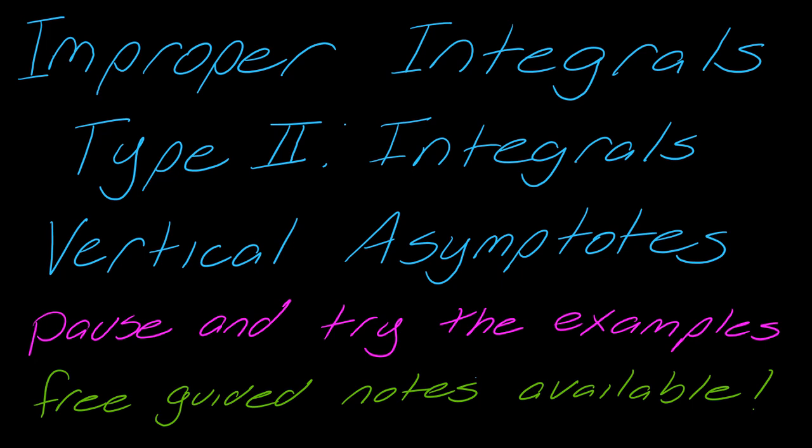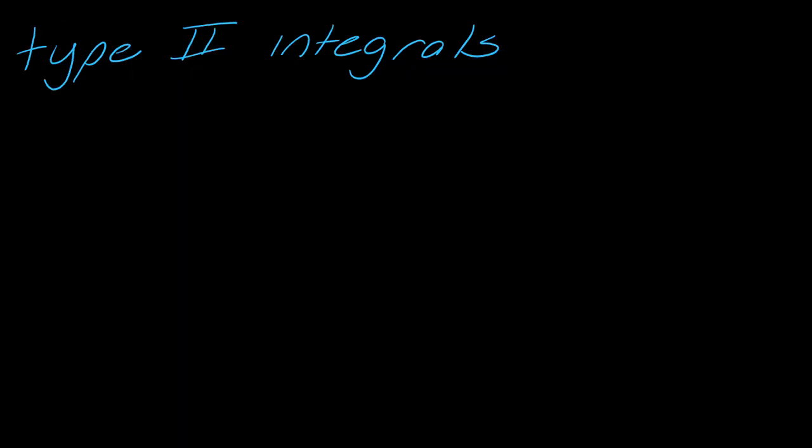So in this video, we're going to talk about improper integrals, but we're going to talk about type 2 improper integrals. So these are integrals involving vertical asymptotes. These are not as obvious. So what do these look like? This would be a classic example.